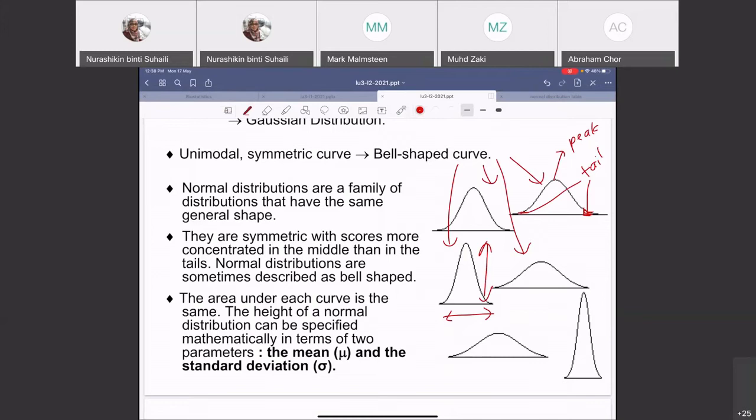So when we say one tail, it refers to only one tail. If it is said to be two-sided, it refers to two tails.